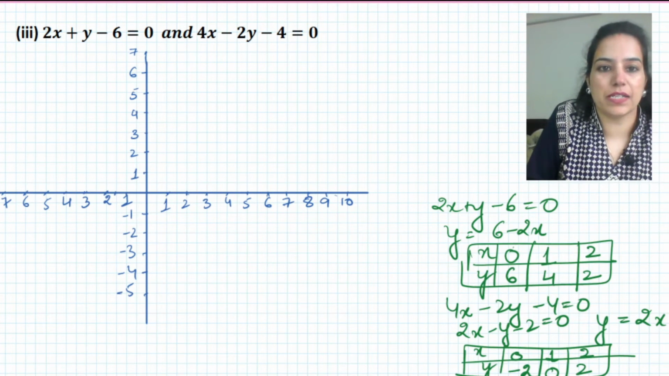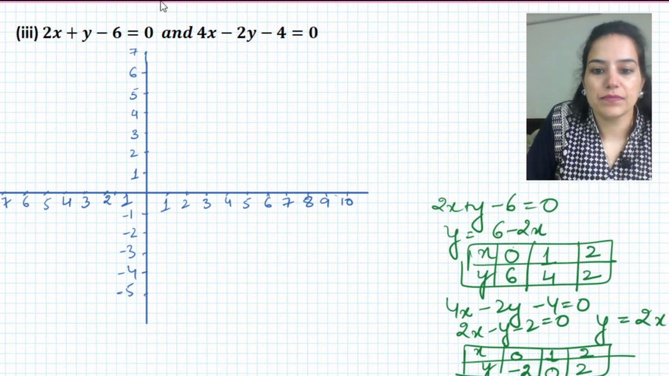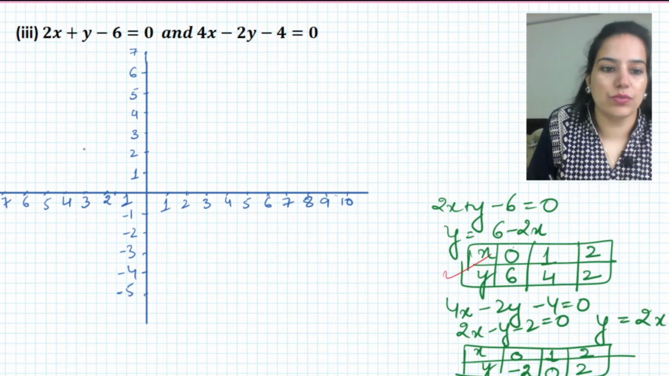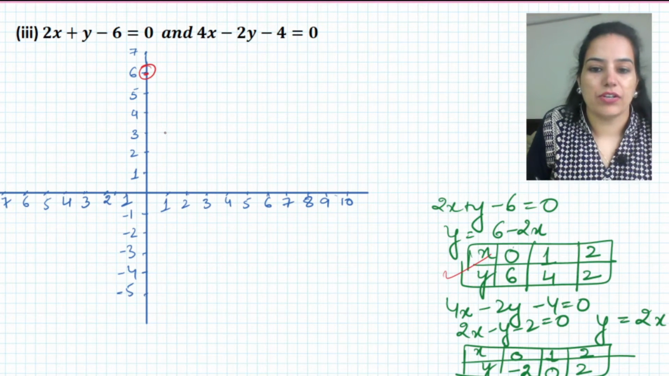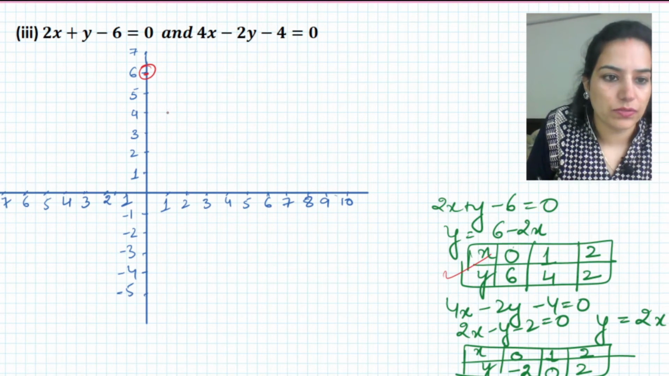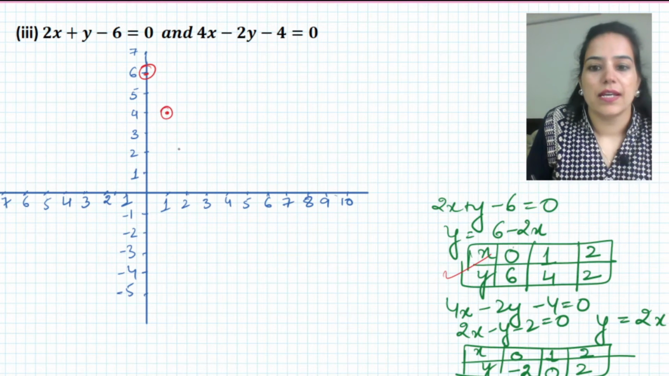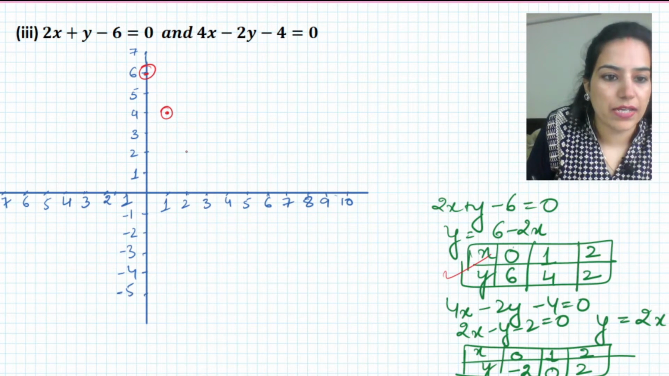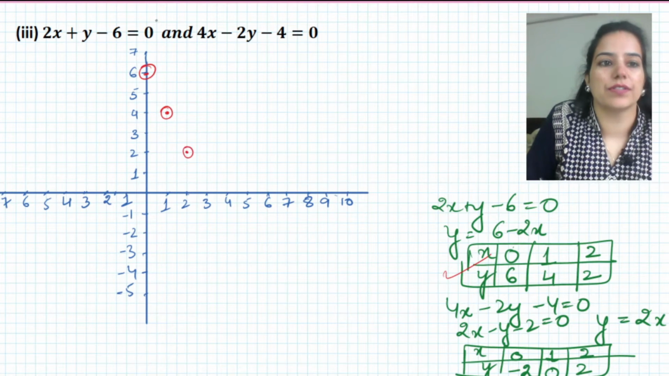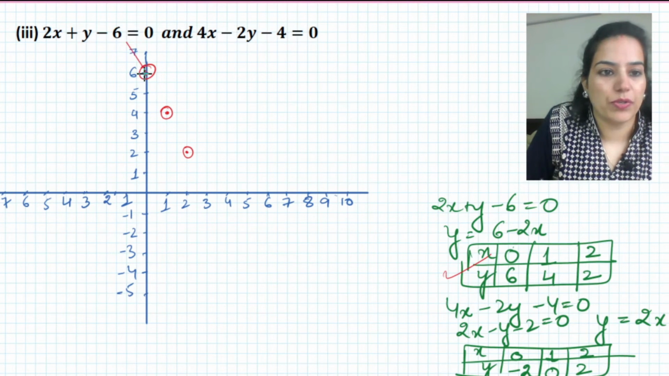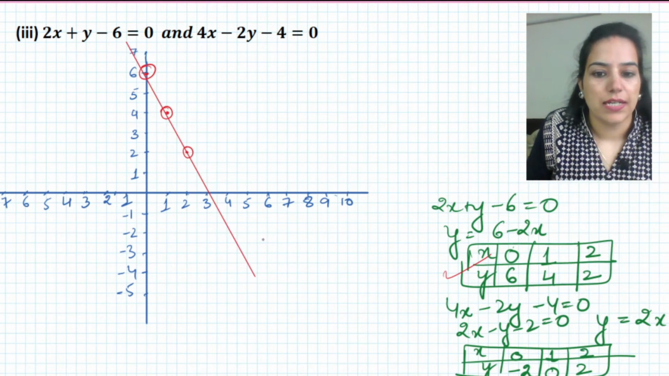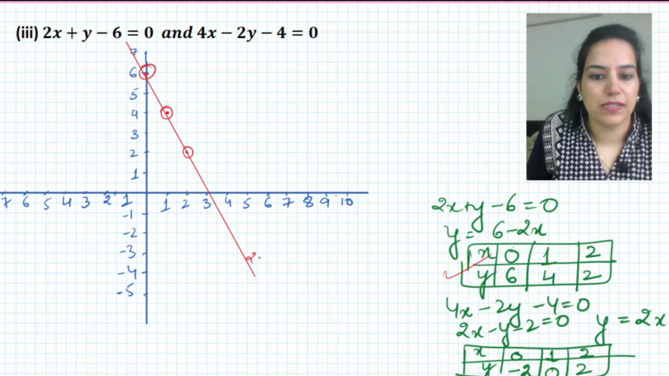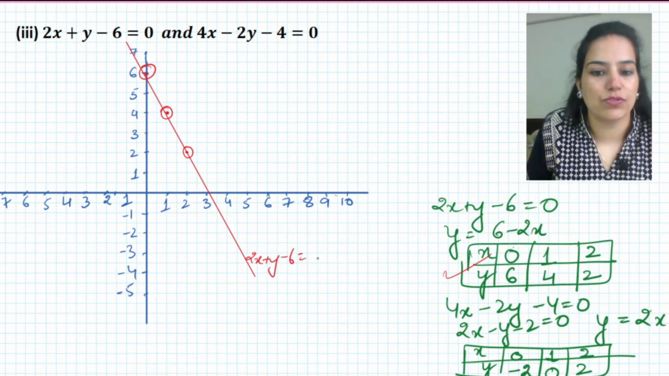So let's plot these points now. First this one, x is 0, y is 6. So this goes here. This is the point. Now if x is 1, y is 4, this goes somewhere here. And then x equals 2 and y equals 2 comes somewhere here, right? Let's join them. I hope you're having a graph with you all, and let's join it. Done. And this is the 2x plus y minus 6 equals 0 line.